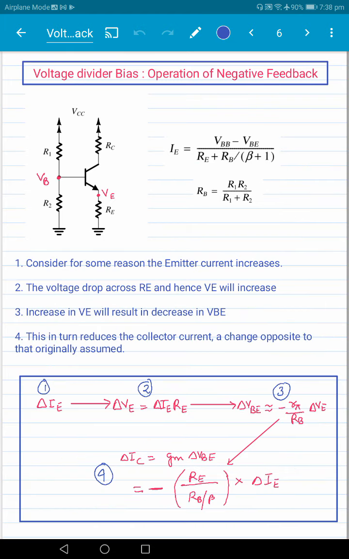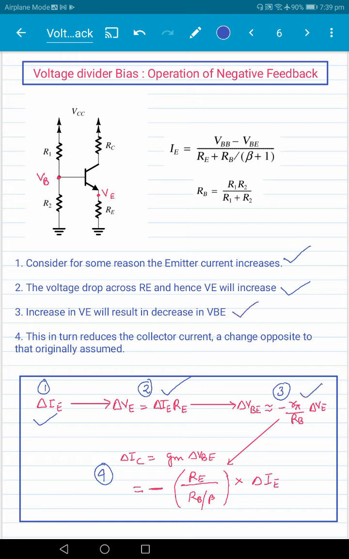All right, so as a summary, one can rephrase how the negative feedback works here. So suppose as a result of, let's say, an increase in current gain of the transistor, the emitter current increases. That's point number 1. So suppose delta IE increases. The voltage drop across RE and hence VE will increase. That's point number 2. Increase in VE will cause a decrease in VB.